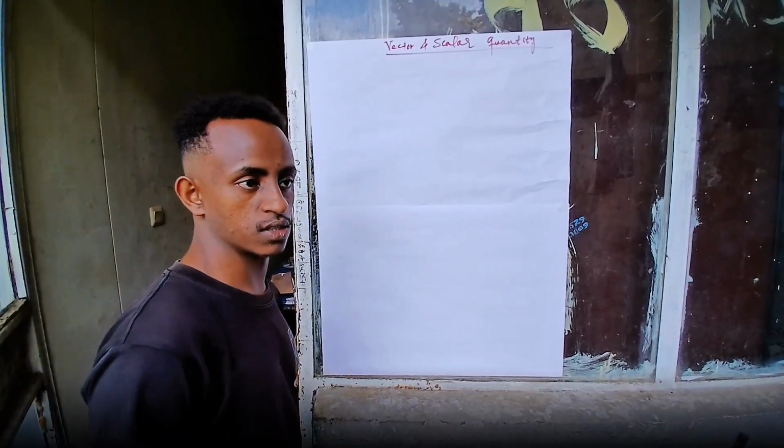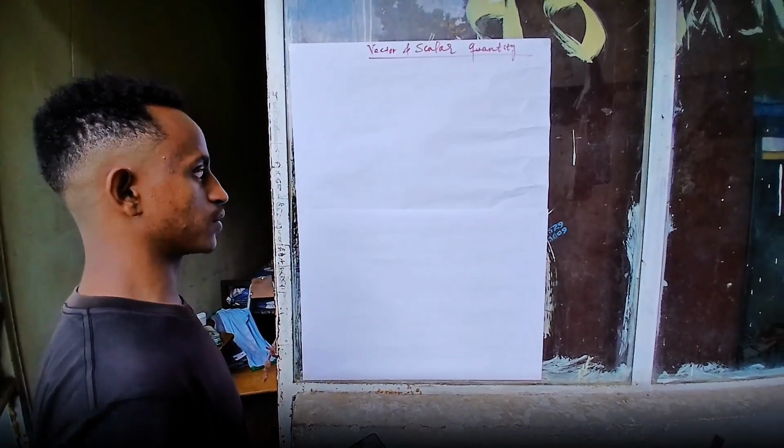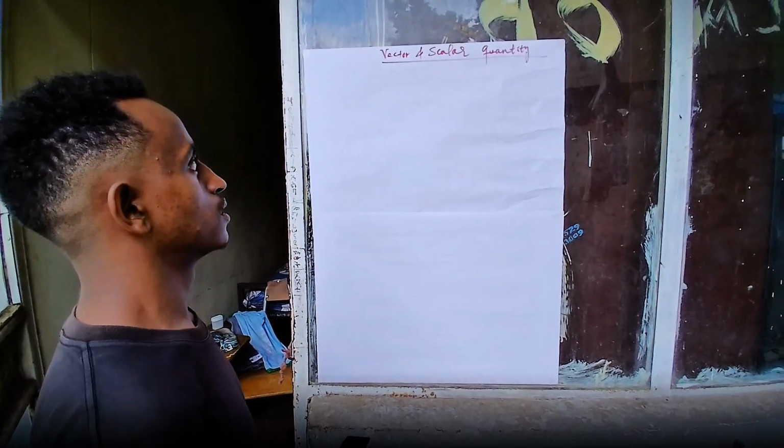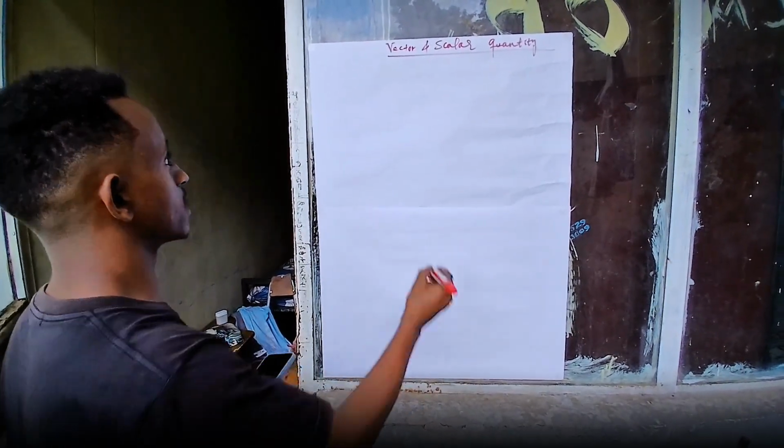We're going to discuss today: what are vector and scalar quantities, the difference between them, their definitions, and some examples. Let's start with scalar quantity.